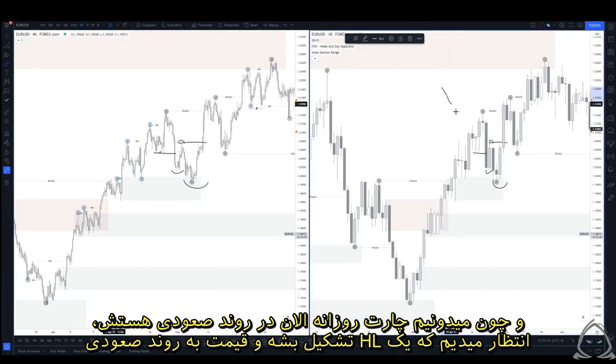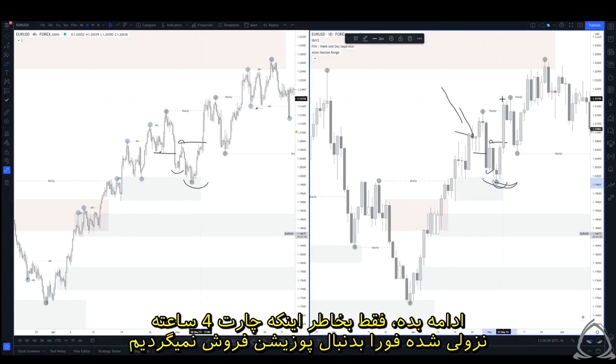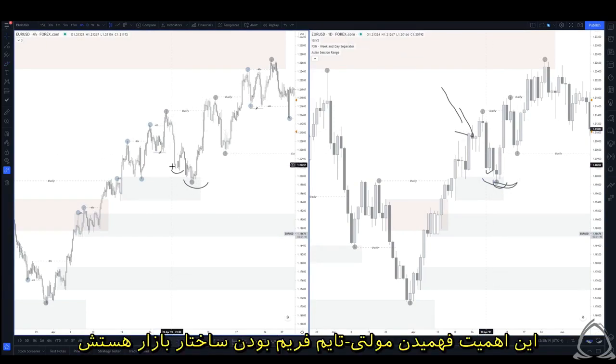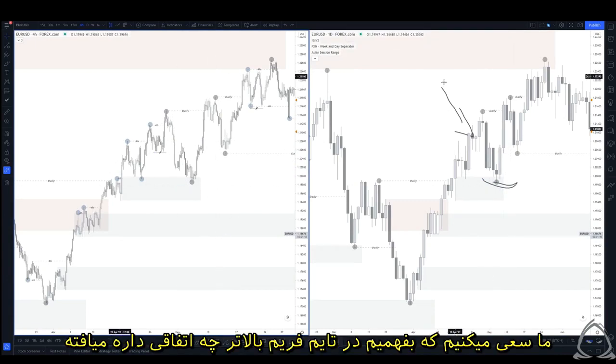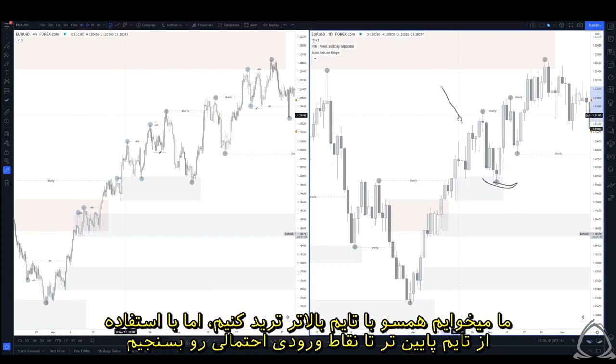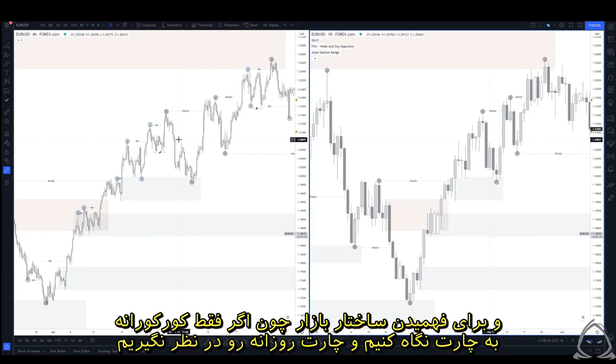We then would have broken structure and continued bullish. And because we know that the daily chart is now in a bull trend and we're expecting a higher low to form and price to continue moving to the upside, we would not be looking to immediately take sell positions just because the 4-hour is switching bearish. Because again, this is the importance of understanding multi-time frame market structure. We're trying to understand what's happening on the higher time frame. We're trying to trade in line with that higher time frame, but using the lower time frame to gauge where entries may be possible and to understand the market structure.